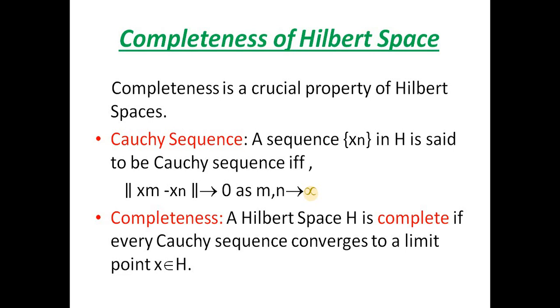Now the completeness, which is the crucial property of Hilbert spaces. Before defining completeness, we first define Cauchy sequences. A sequence xn in Hilbert space H is said to be Cauchy sequence if the norm of the difference of xm and xn tends to 0 as m, n tends to infinity. Now completeness. A Hilbert space H is said to be complete if every Cauchy sequence converges to a limit point x, where x must lie in the Hilbert space H.